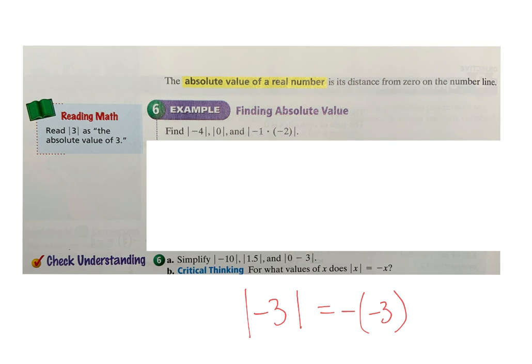What does that say? What's the left-hand side equal? 3. What does the right-hand side equal? 3. So that is true for all negative numbers. The absolute value of a negative number is going to be the opposite of the number that's inside. Remember, negative just means opposite, right? So if I put a negative number in absolute value, it will be the opposite of what I just put into the absolute value. So that's true for all negative numbers.